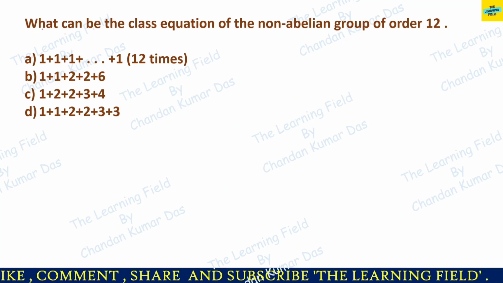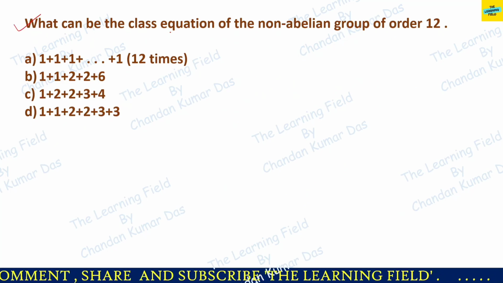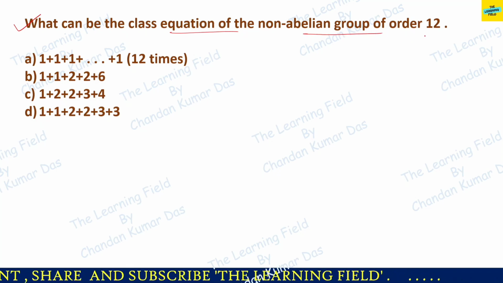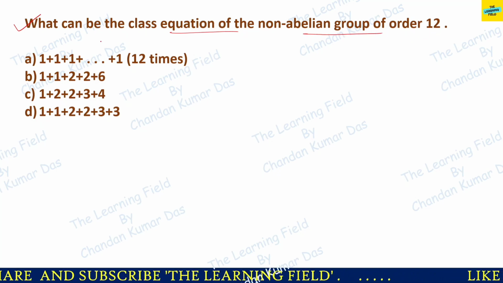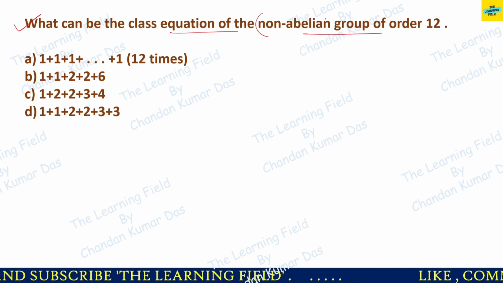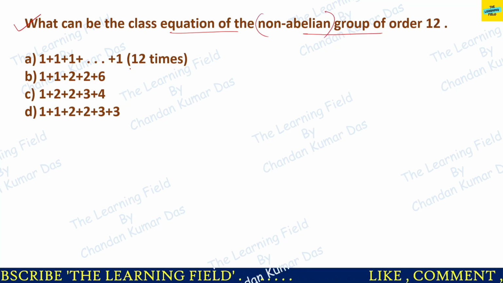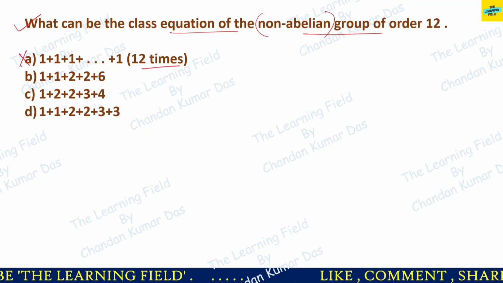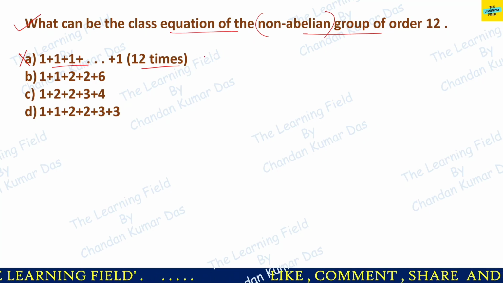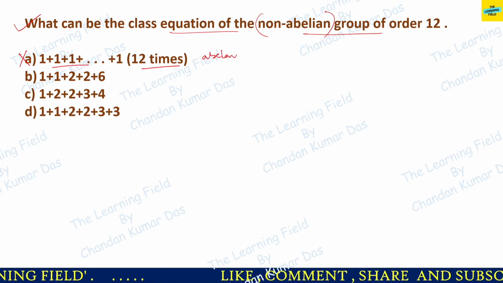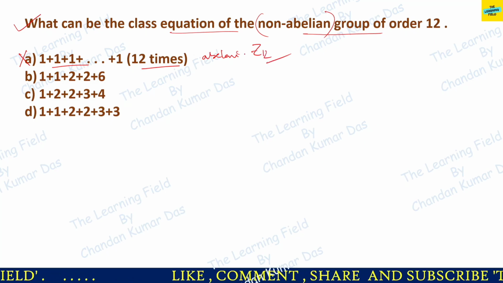Now the last question of today's class: what can be the class equation of the non-abelian group of order 12? So see, it is non-abelian. So the first option, 1 plus 1 plus 1 plus 1, 12 times, is not possible because this is a class equation in the case of an abelian group, that is for Z12, like you can say.